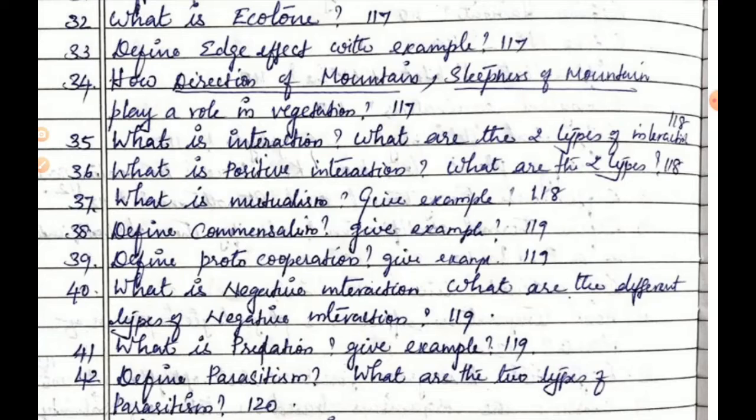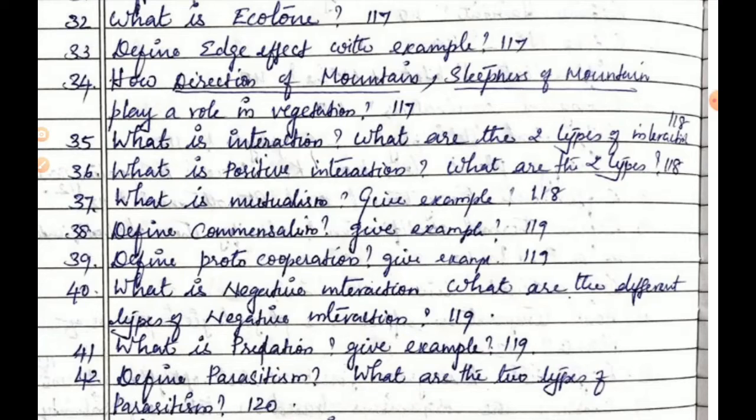Define proto-cooperation. Give example. It is given in page number 119 in a box. Do you know? Proto-cooperation is an interaction between organisms of two different species in which both organisms benefit but neither is dependent on the relationship. Example, soil bacteria, fungi and plants growing in soil. Students, this is also a very important question.